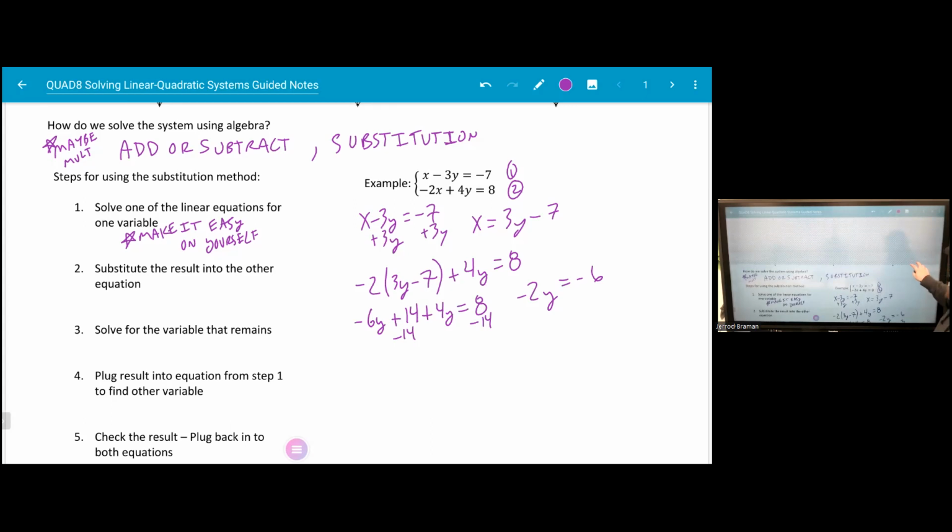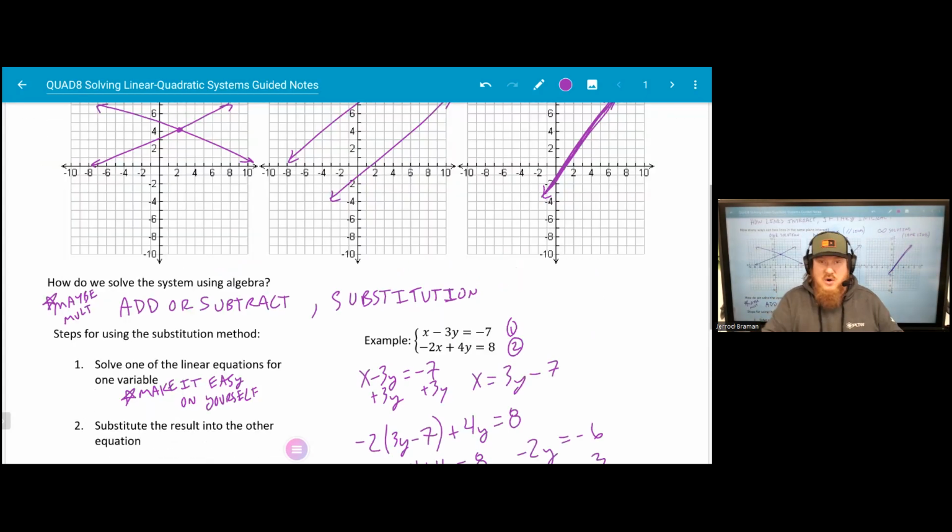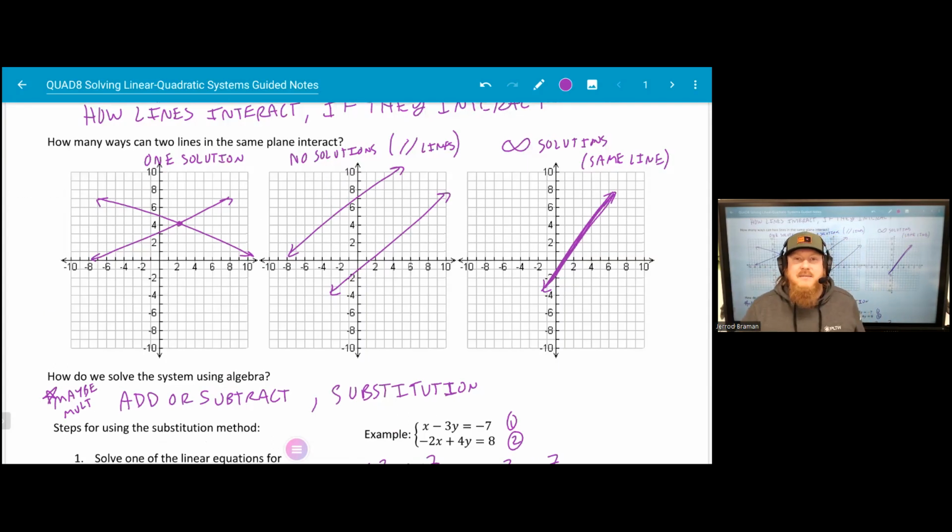Well, if I'm looking up here at these graphs, we know that these two lines cross one time, and we're looking at y equals 3. But we're missing something. We also need to know where it crosses in the x variable.